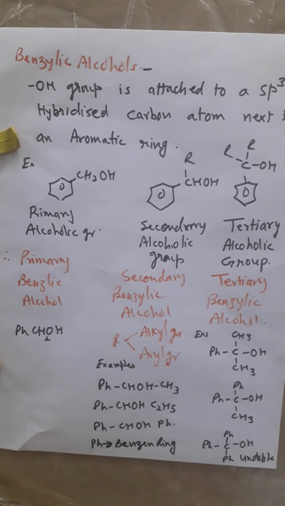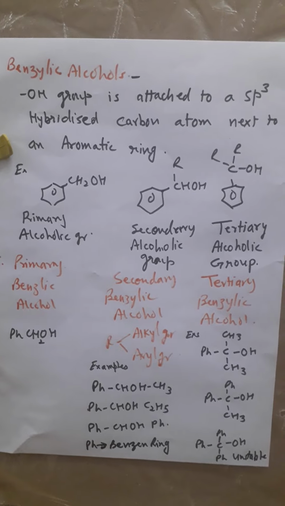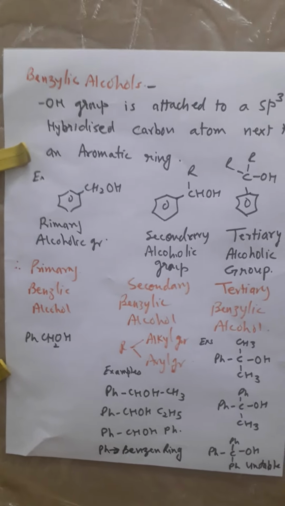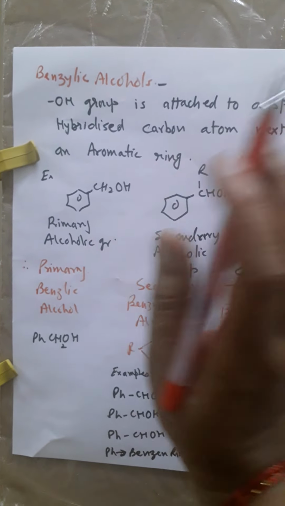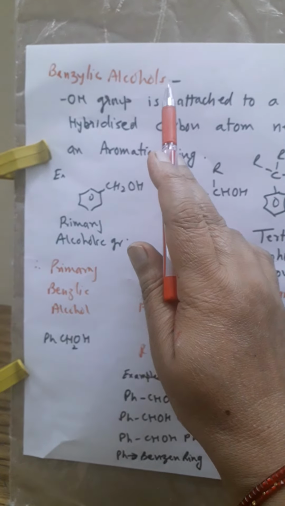We will discuss benzylic alcohol. Okay, we have discussed alcohol in a previous video. What are alcohols? When an organic compound possesses an OH group, it is called an alcoholic group. So here we will discuss the benzylic alcohol group.